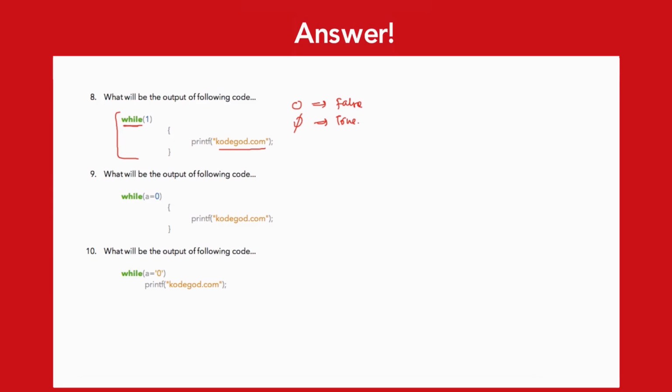Time's up. Here is the answer. Here we have a while loop, and inside the while we have a equal to 0, and the same printf statement is over here. This condition will be evaluated first, so 0 will be assigned to a. This statement will be similar to while 0. As we have seen, 0 is a false value. So while 0 means the condition is false, and this block will not be executed at all.